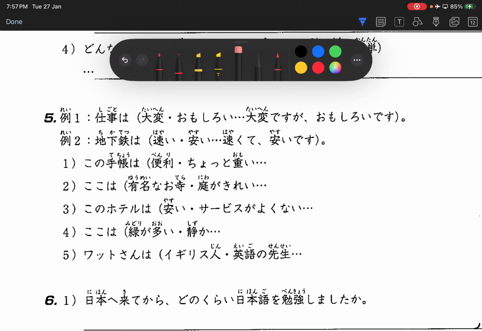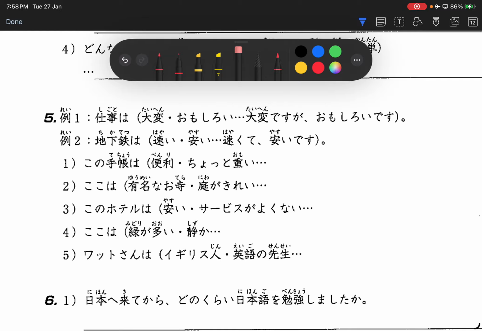Okay, number 2. ここは有名なお寺、庭がきれい。ここは有名なお寺で庭がきれいです。Okay, straightforward. で and です。So, 有名なお寺で庭がきれいです。What is 庭? Garden. Right? Garden.